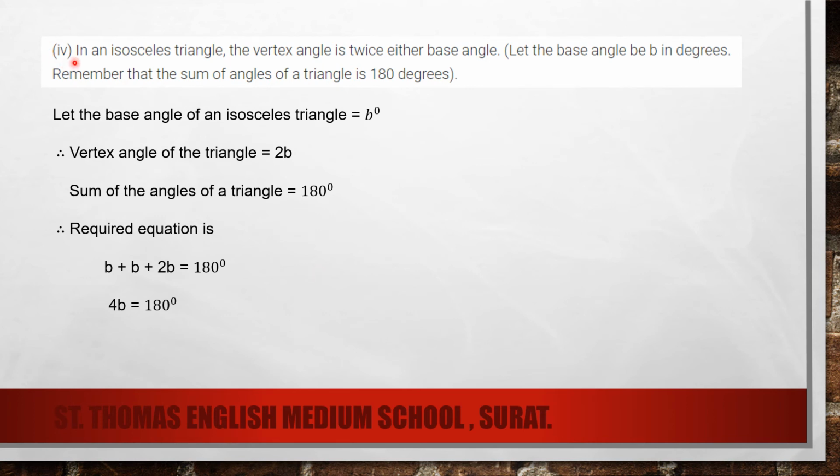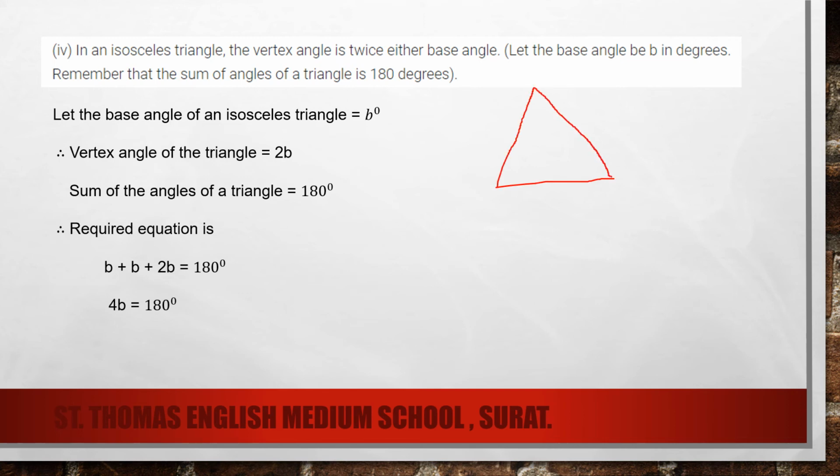Question number 4, in an isosceles triangle. What do you mean by an isosceles triangle? In a triangle, two sides are equal. That type of triangle is called an isosceles triangle. The vertex angle is twice either base angle. Let the base angle be b in degrees. Remember that the sum of angles of a triangle is 180 degrees. So they are talking about one isosceles triangle. So let's draw one triangle.